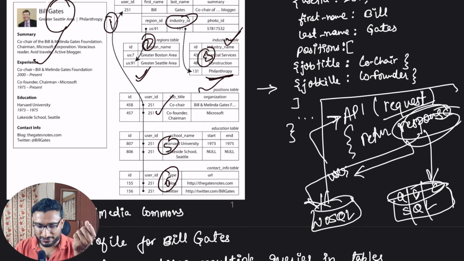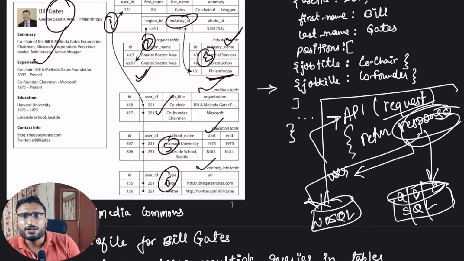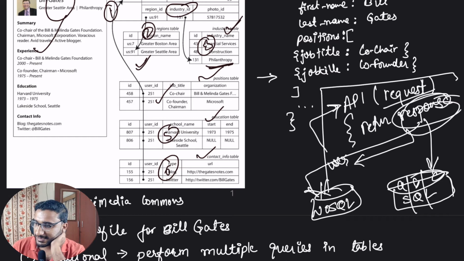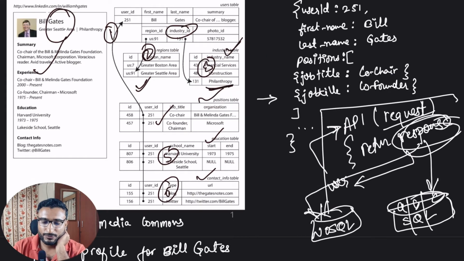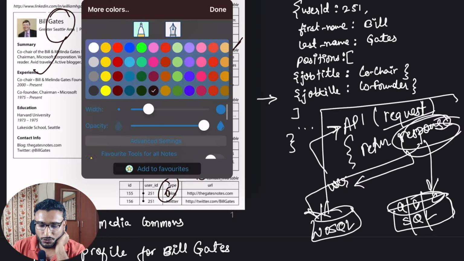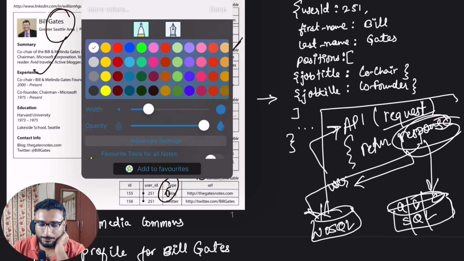And then there are positions table, education table, and contact info table. So all those things you have maintained in 6 tables in case. Now let's say in case of LinkedIn profile, right? This is the data for LinkedIn profile. So what will happen? Let's say I want to display complete profile here.